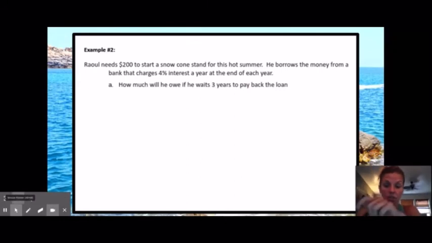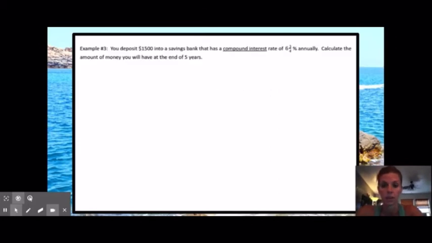You need your calculator. You need to know that it's raised to the time and don't multiply it, okay? And go from there. So this one says you deposit $1,500 into a savings bank that has compound interest rate of 6 3/4% annually. Calculate the amount of money you have at the end of 5 years.